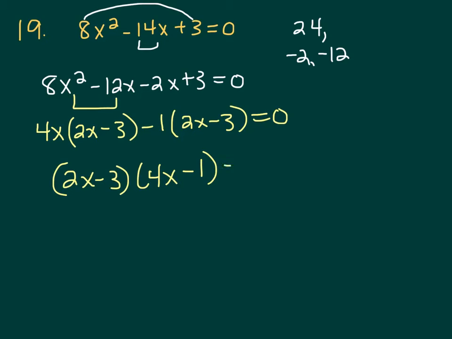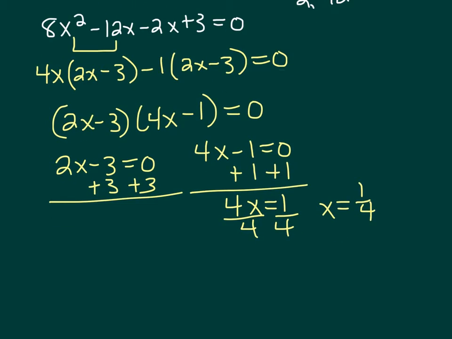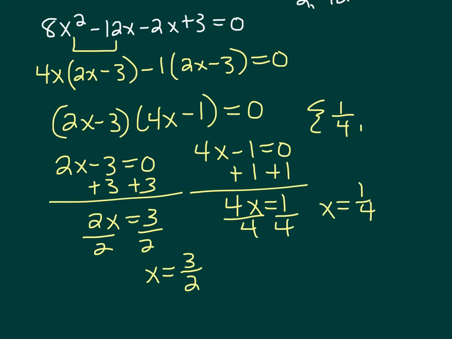So it's 4x minus 1 equal to 0. Now solve by setting each factor equal to 0. None of these are nice. So add 1 to both sides, 4x equals 1. Divide by 4 to solve for x is 1/4. Over here, we'll do the same steps, different numbers. Add 3 to both sides to get 2x equals 3. Divide by 2. And x equals 3/2 or 1.5. So our two answers in numerical order in solution sets are 1/4, and then 1.5, which is 3/2.